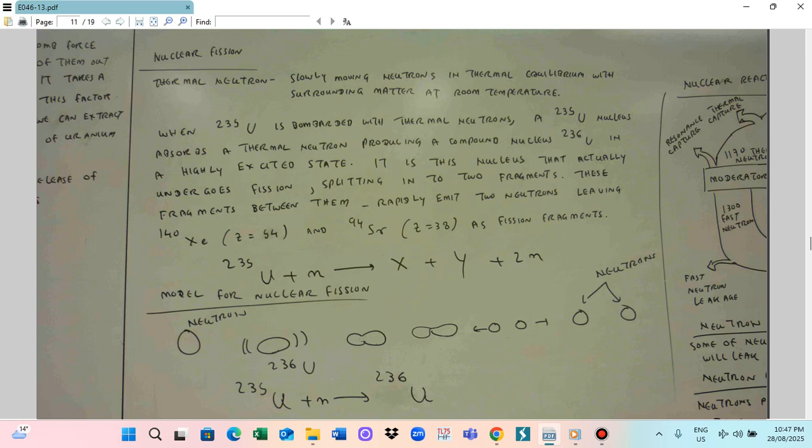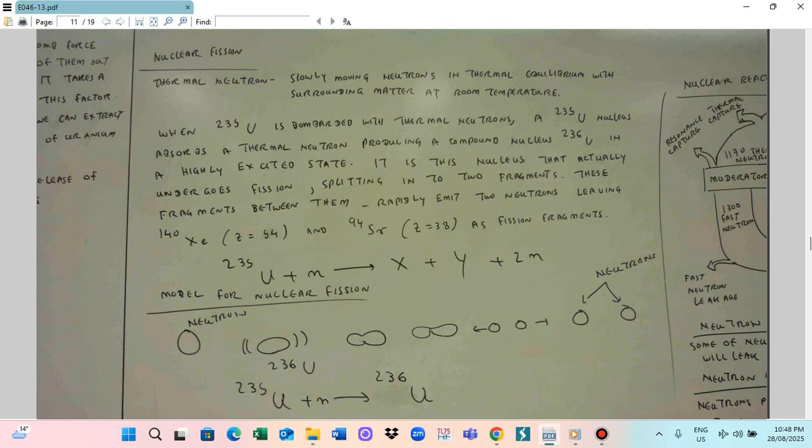So this highly excited nucleus is split into two portions, and there will be two neutrons coming out. This is what we call the nuclear fission state. Normally those nuclei absorb the thermal neutron and they split. When they split, they produce two neutrons, so that at the time of the separation it can produce a lot of energy. So this is what we call the nuclear fission process.